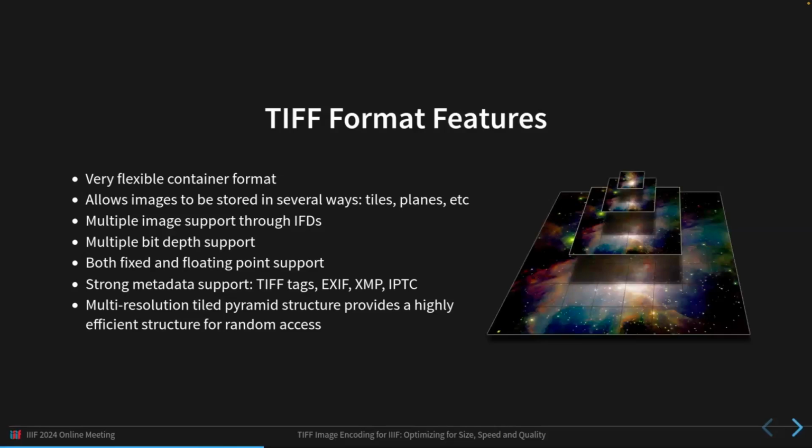In this kind of structure, you store multiple resolutions along with the full-size image, and you tile each of these resolutions. So when you're doing pan and zoom viewing, you only need to decode the region you're looking at, at the resolution you're looking at.